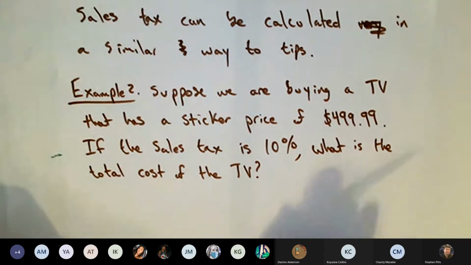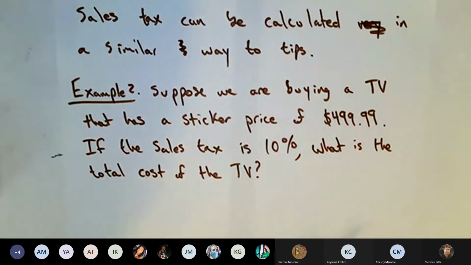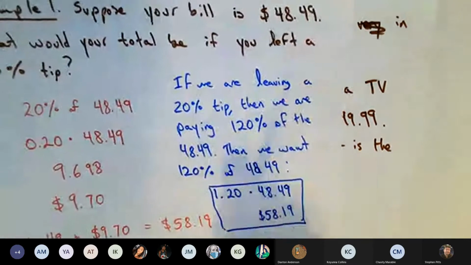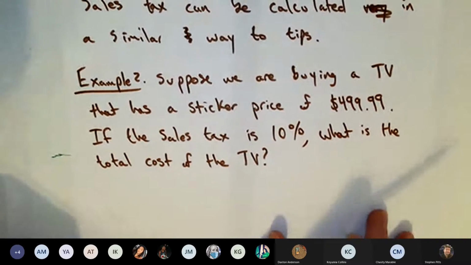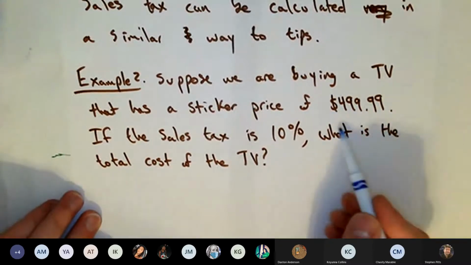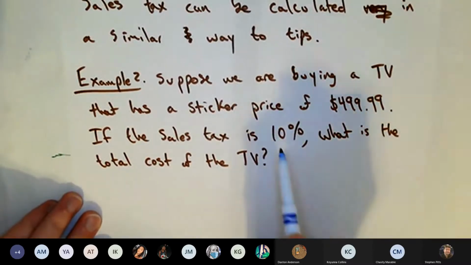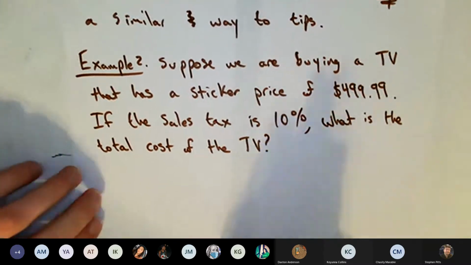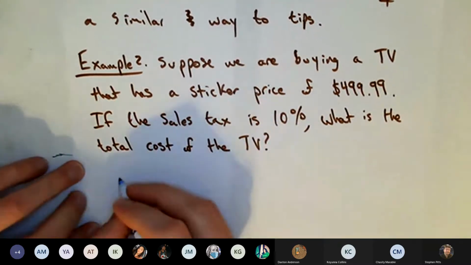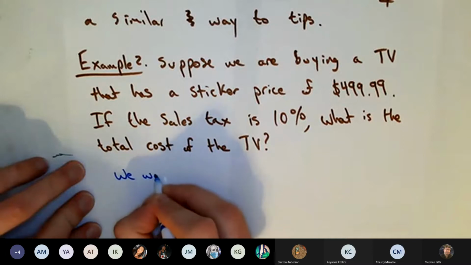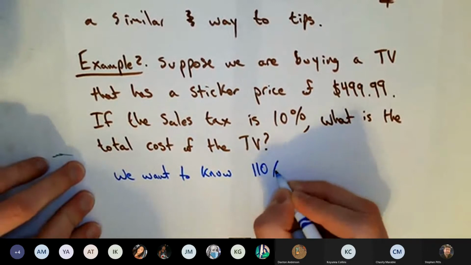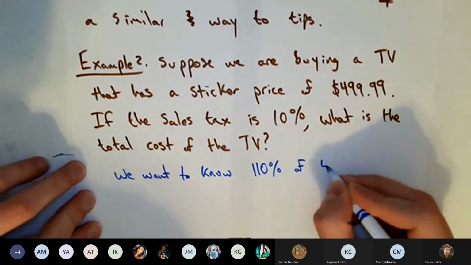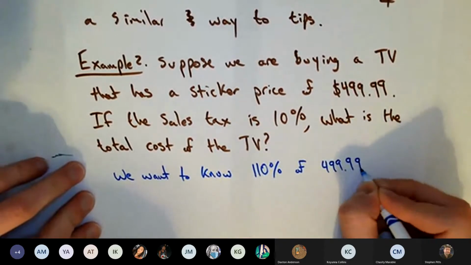Okay, I'm going to solve it the same way I solved example 1 by putting those percentages together. So the way I did it on the side here in blue. I'm going to add the percentages together. 100% is going to just represent the actual sticker price. And then I want to add 10% because that's how much the sales tax is. So we want to know 110% of $499.99.